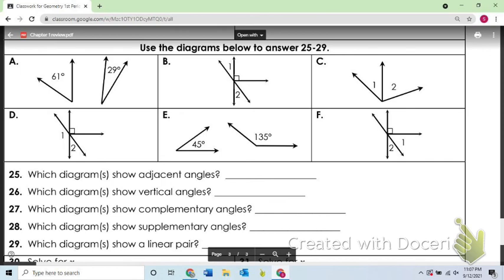Which diagrams show adjacent angles? Adjacent angles are angles that are next to each other. They have a common side and a common vertex, but no overlapping points. All of these show adjacent angles except for A and E. Notice A and E each have 2 angles that do not share anything. They don't share a vertex, and they don't share a common side. But all the rest of them do. So B, C, D, and F.